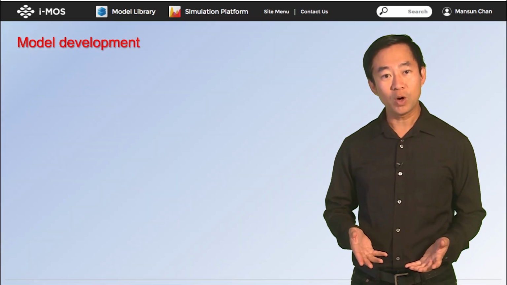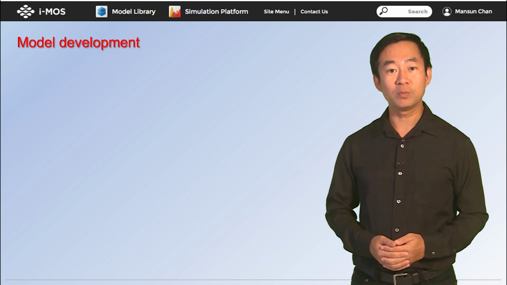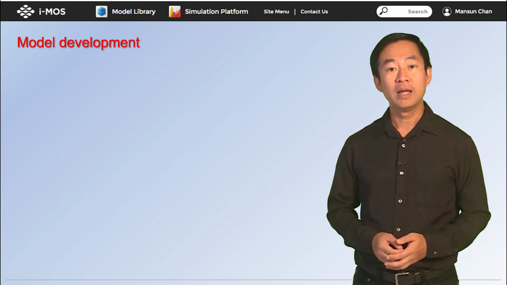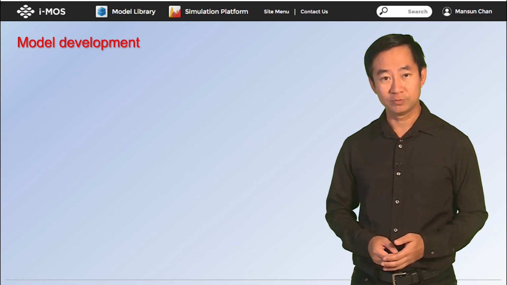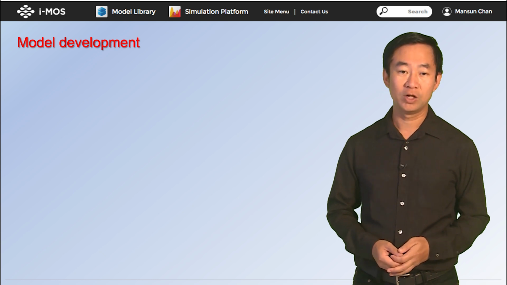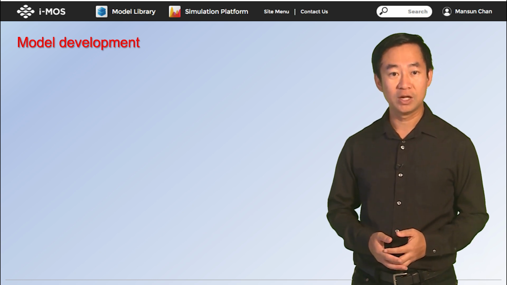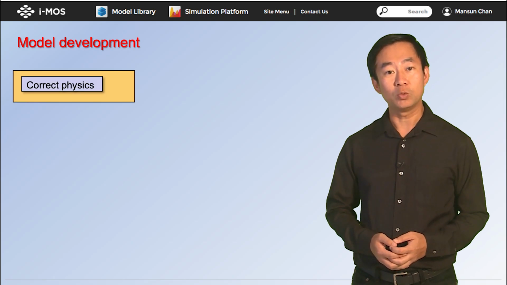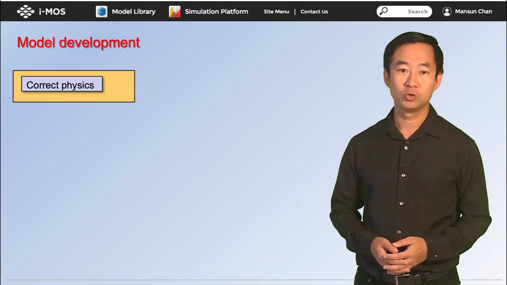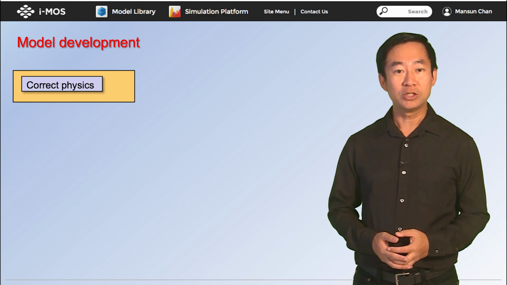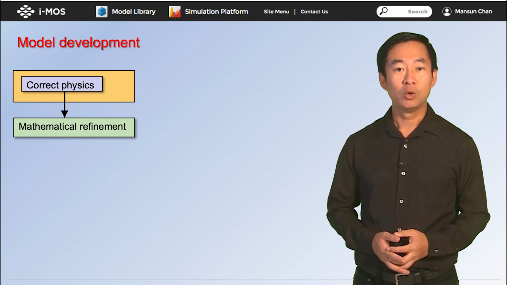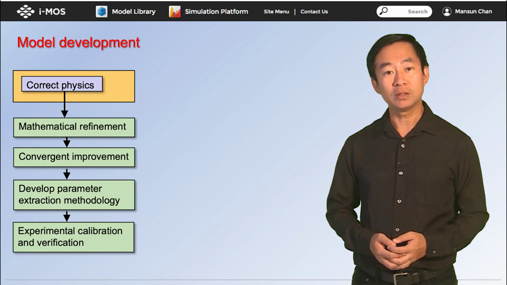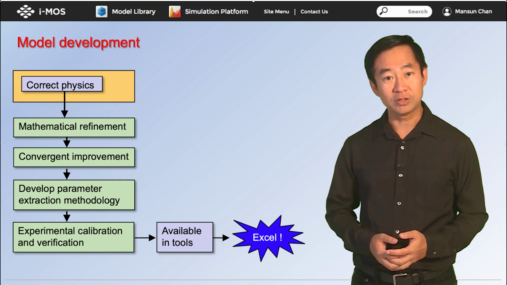This is a brief overview of how to construct a simulator-friendly compact model and improve its accuracy. While it doesn't delve into the detailed physics, it covers the general process of model construction. Through these examples, I hope you have gained some insight into how compact models are developed and refined. I want to emphasize that having the correct physics alone is not enough for a model to be useful. It must undergo several processes, including mathematical refinement, convergence improvement, parameter extraction methodology, and experimental verification before it can really be used in circuit simulators.